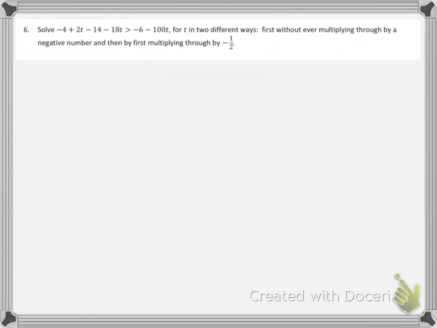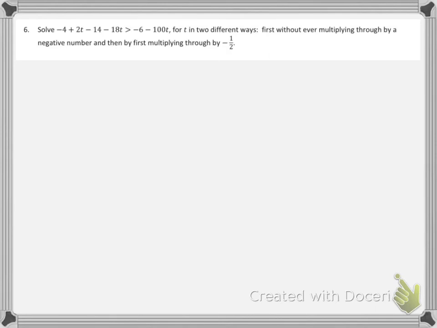All right, and then lastly, just to drive home that point of why we have to flip that inequality symbol, I'm going to solve this in two different ways. The first way, I'm going to end up with a negative coefficient of my variable t. And then I'm going to change it so that it's not going to be a negative coefficient. And we'll see what happens.